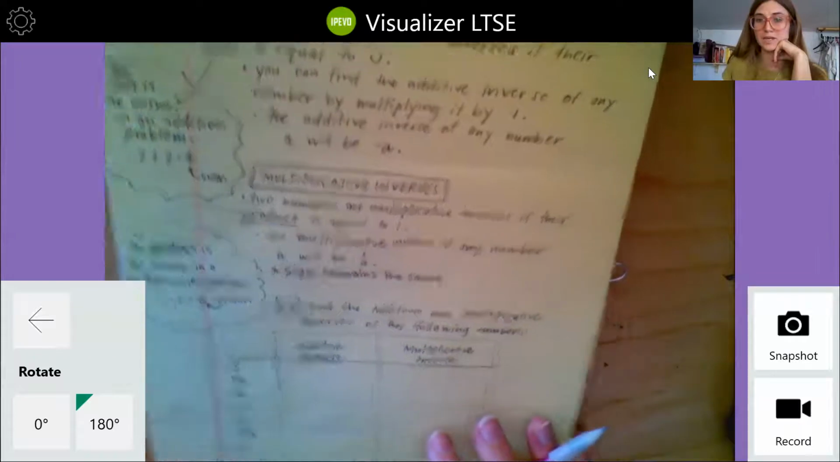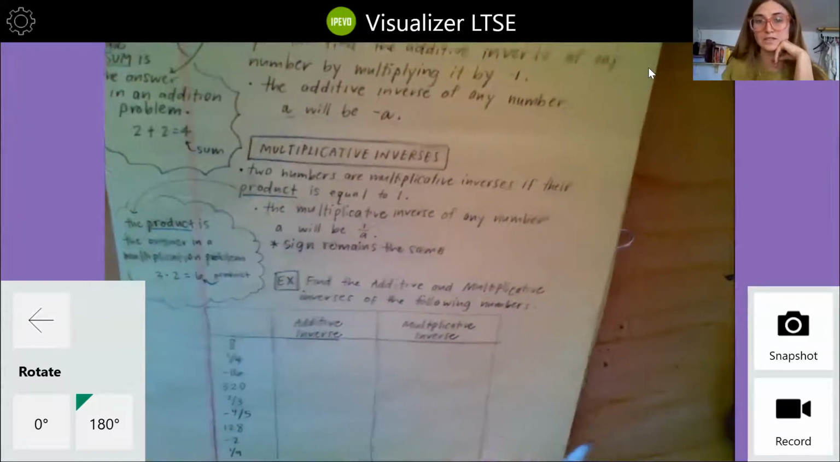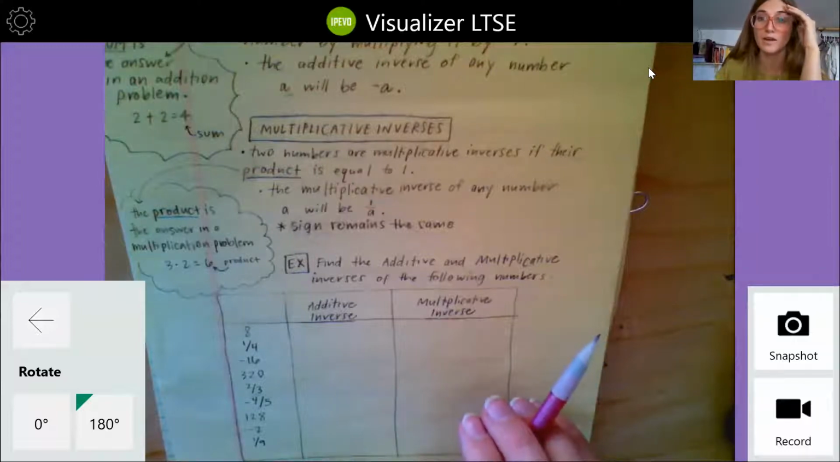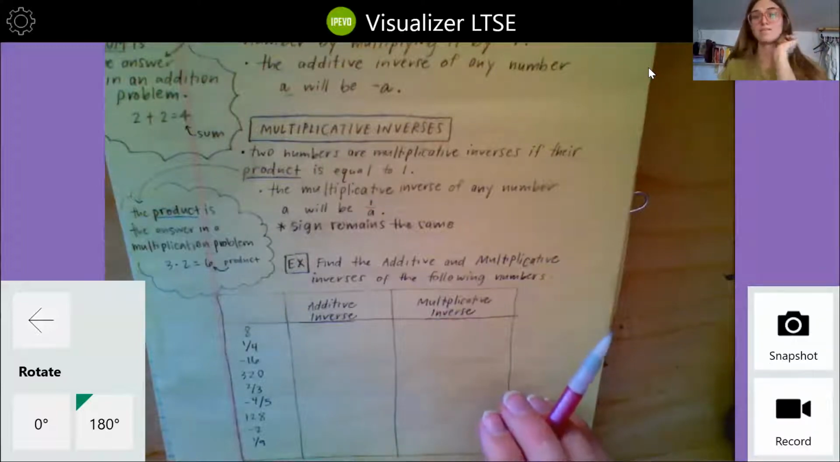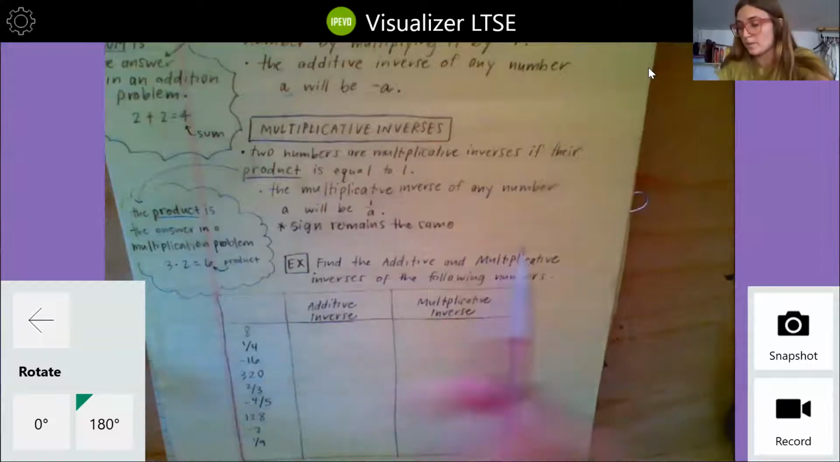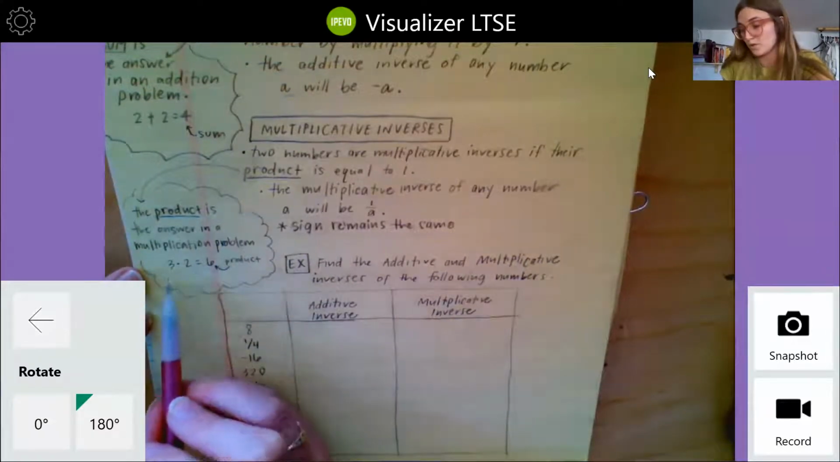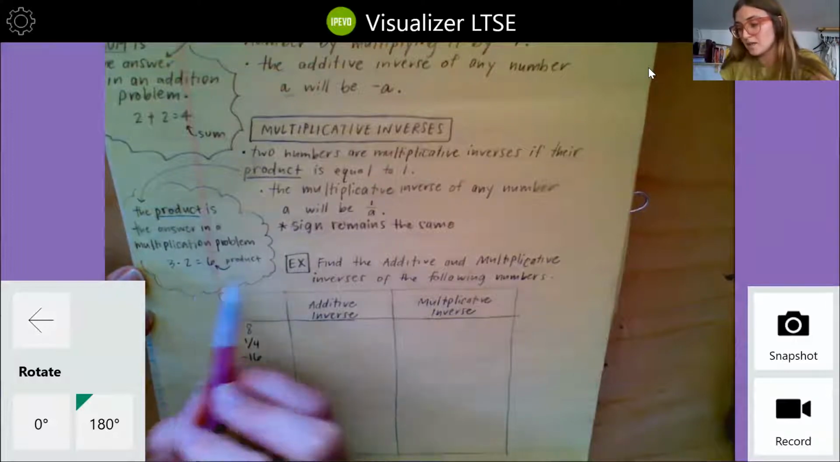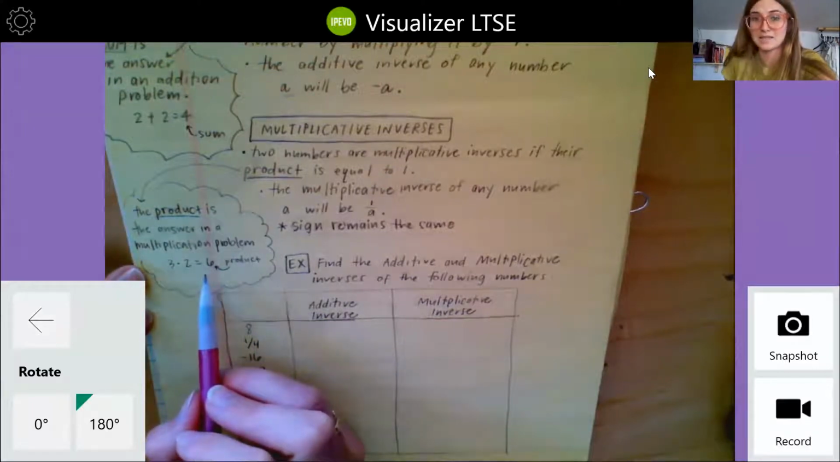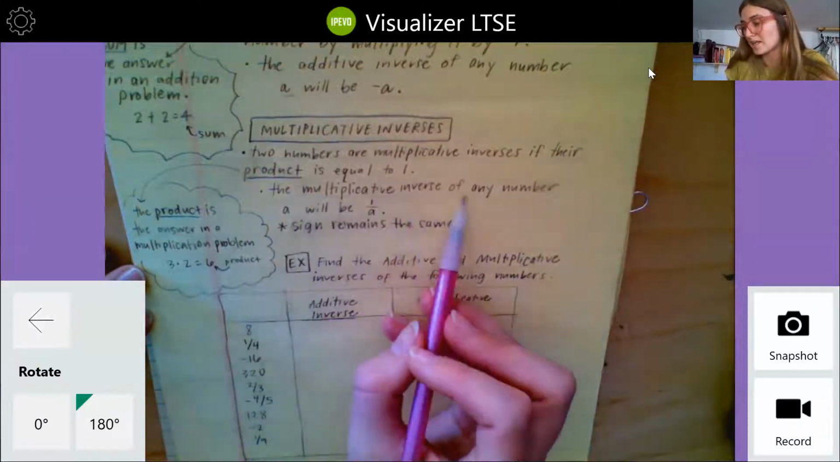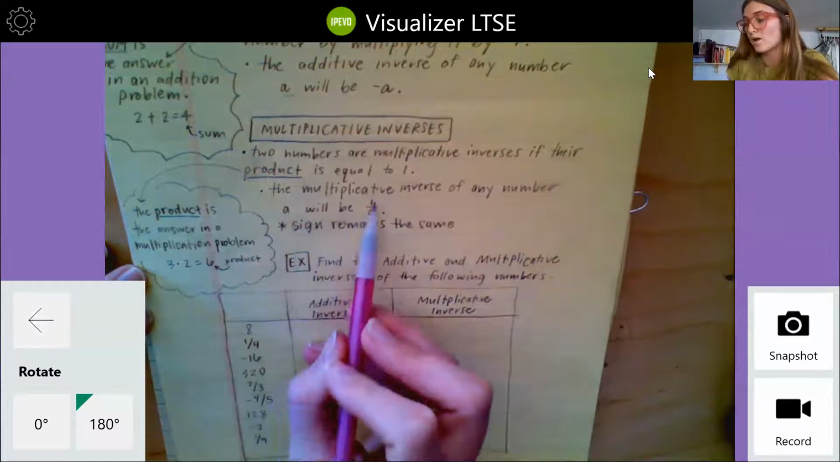Okay, and then two numbers are multiplicative inverses if their product is equal to 1. The product is the answer in a multiplication problem. So in 3 times 2 equals 6, the product is 6. So the multiplicative inverse of any number A will be 1 over A.